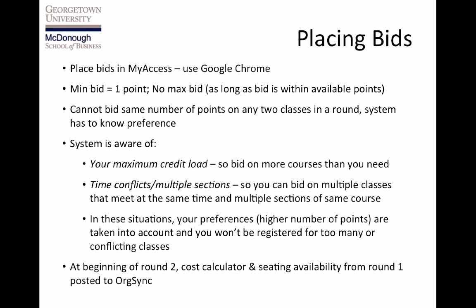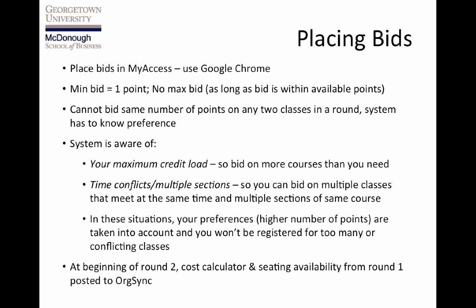Now on to some of the mechanics behind actually placing your bids. Students place bids in this system through My Access. We found that it's best to use Chrome, as some students have access issues with other browsers, so try to use Chrome if you can. The minimum bid is 1 point, and there's no maximum bid. But of course, the points you bid have to be within your available points. You can't bid the same number of points on 2 classes in a round, since the system needs to know your preference, even if it's just a 1 point difference.